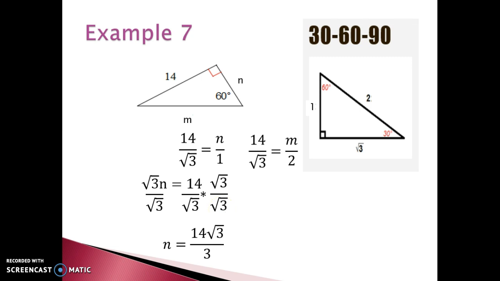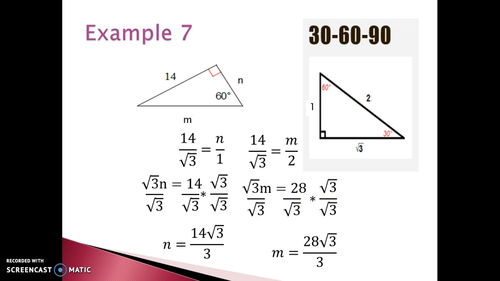I set up another proportion for m, so I keep that 14 over root 3 is equal to m, which is the hypotenuse, over 2, the other hypotenuse. Cross multiply, and I get square root of 3 m is equal to 28. I divide by the square root of 3. And though it cancels on the left, I have to multiply by it on the right, which gives me 28 root 3 divided by 3. Let's practice.